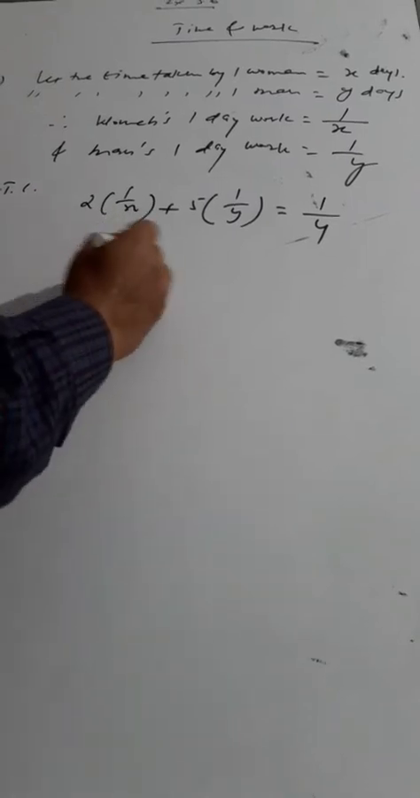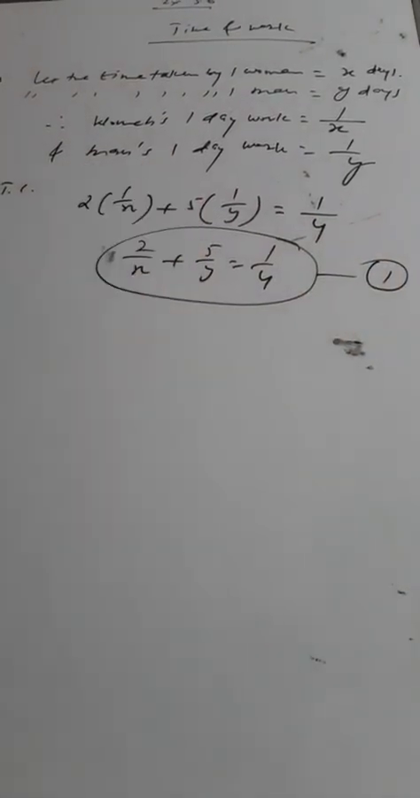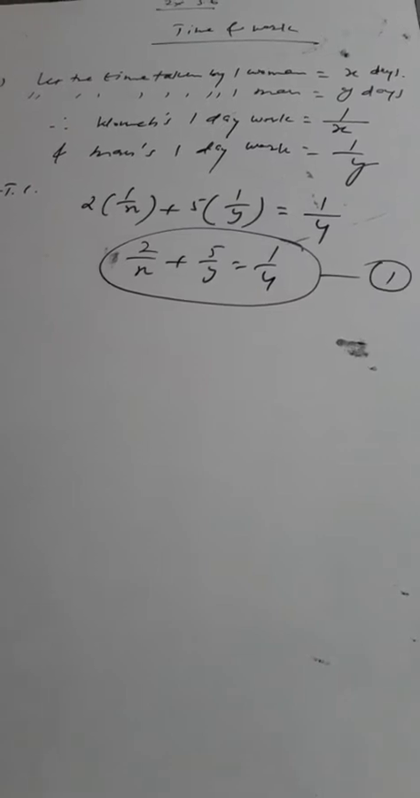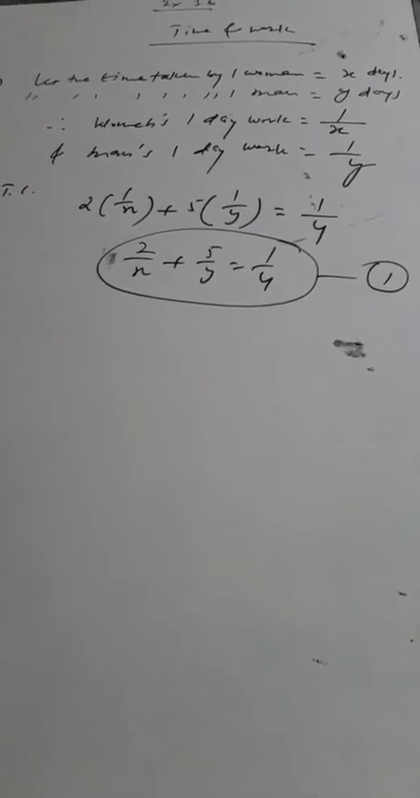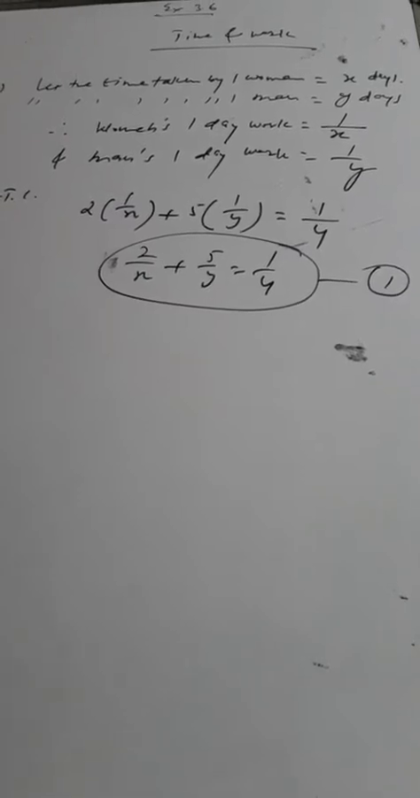So they are finishing in 4 days means I have to take the reciprocal of 4, that is 1 upon 4, and here it is 2 upon X plus 5 upon Y is equal to 1 upon 4. This is your equation number 1, where you can take 1 upon X is equal to a and 1 upon Y is equal to b. We did this in question number 1, where the denominators are the same in both the equations.